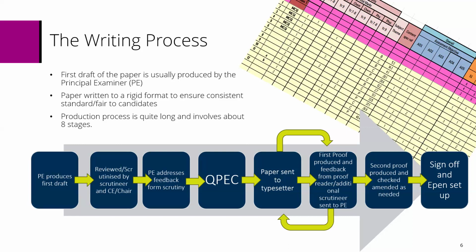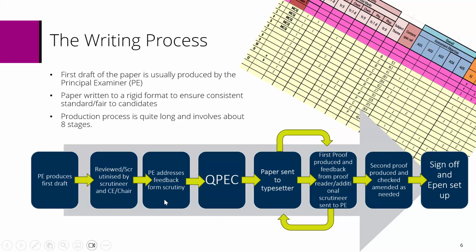Once I've produced that first draft, I'll send it into Pearson, and it's sent out to a scrutineer and to the chair of examiners and the reviser as well. And they will sit down, they will go through that paper with a fine-tooth comb, and they'll really look for anything at all that they feel could be better or could be changed. So I receive that feedback, and then I will rewrite the paper in the light of the feedback I receive.